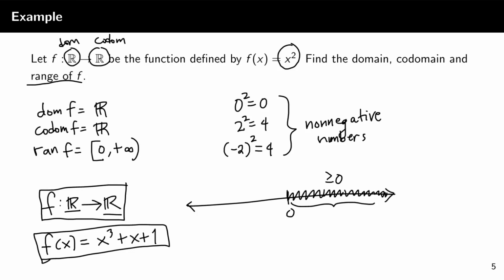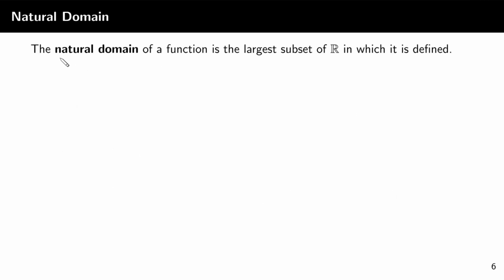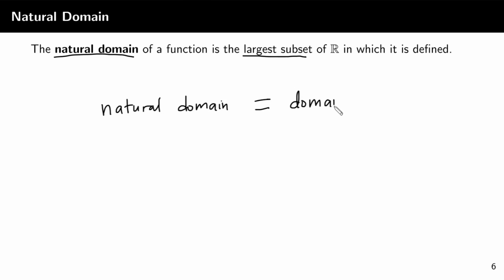So, to answer that question, we will introduce the concept of the natural domain. So, the natural domain of a function is the largest subset of R in which the function is defined. Okay. So, from here onwards, when we mean natural domain, we will just call that the domain. Okay. So, especially when the domain is not explicitly stated.